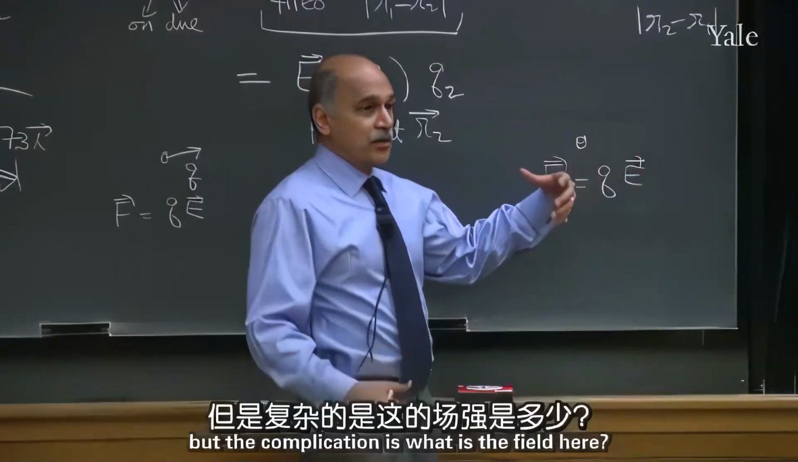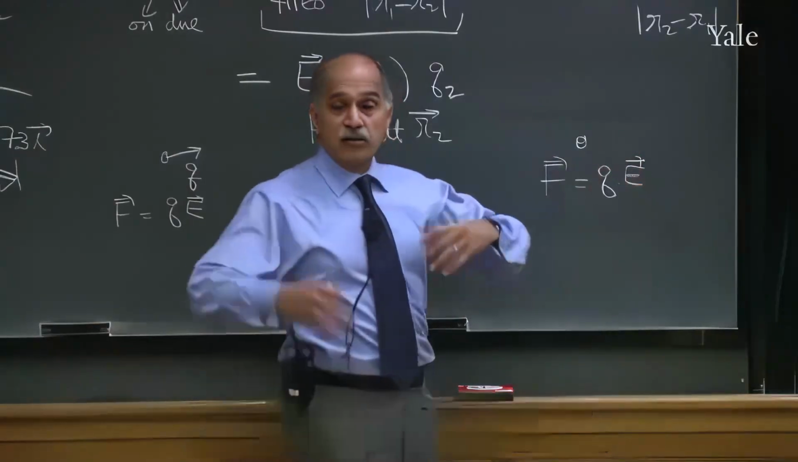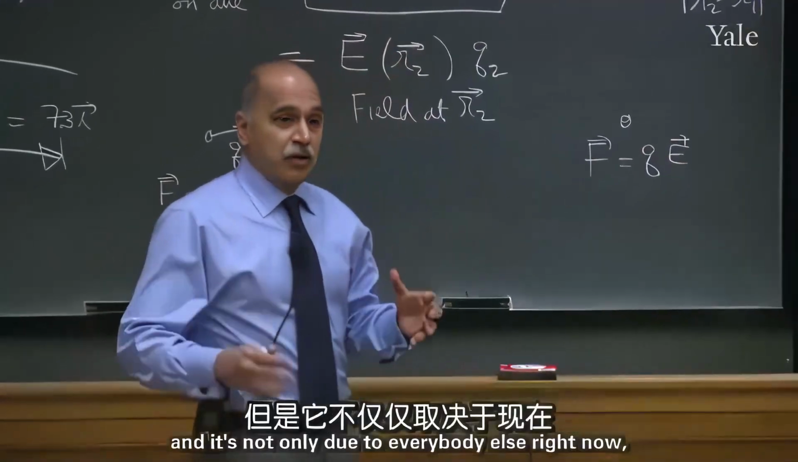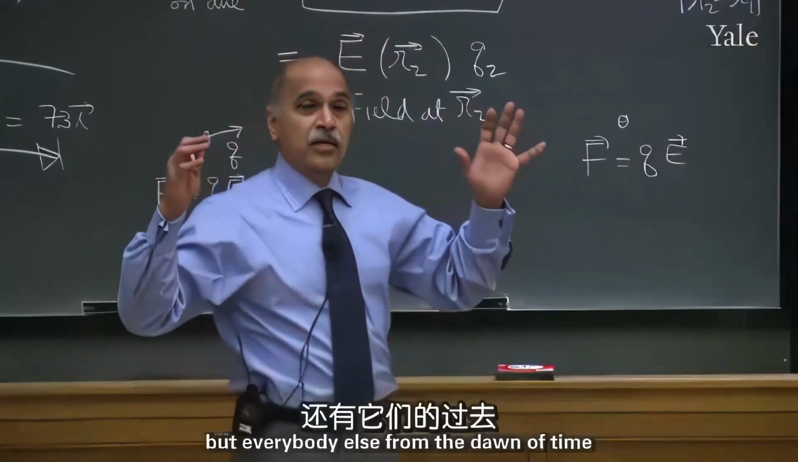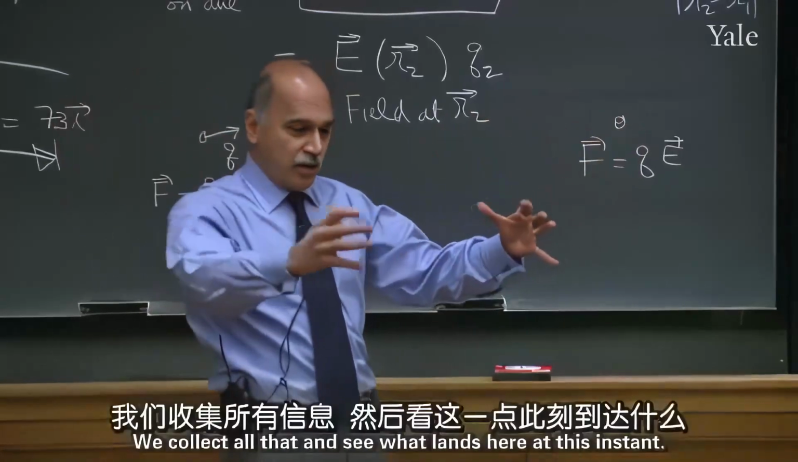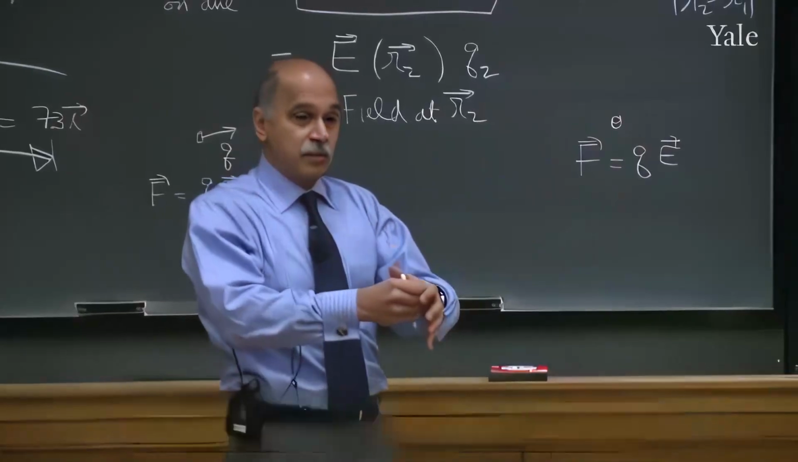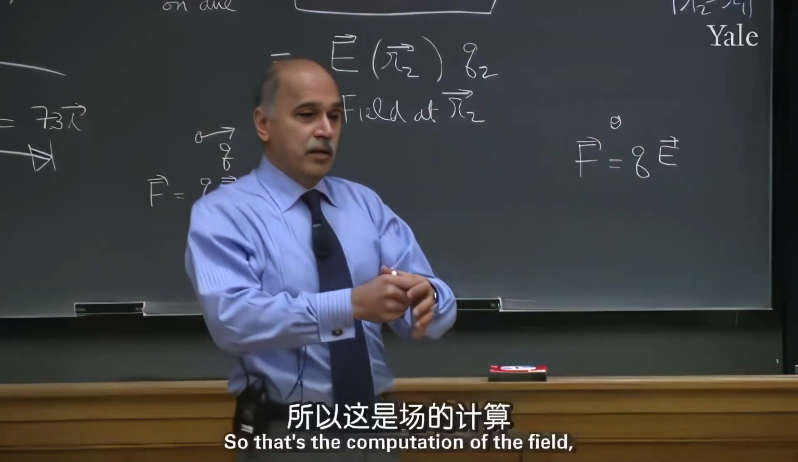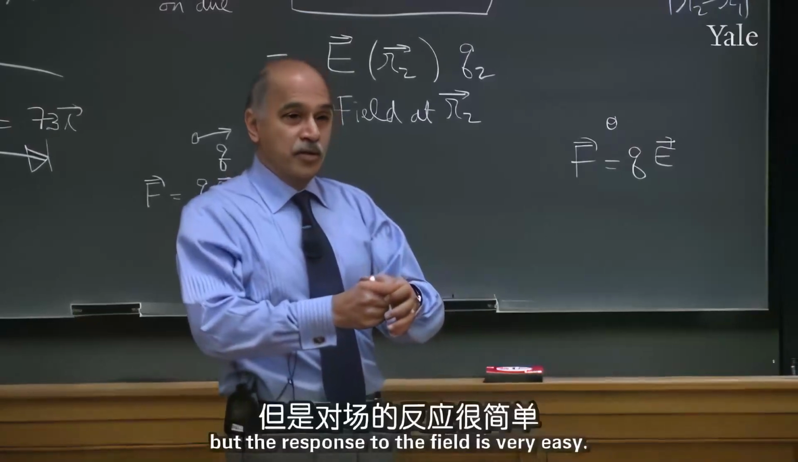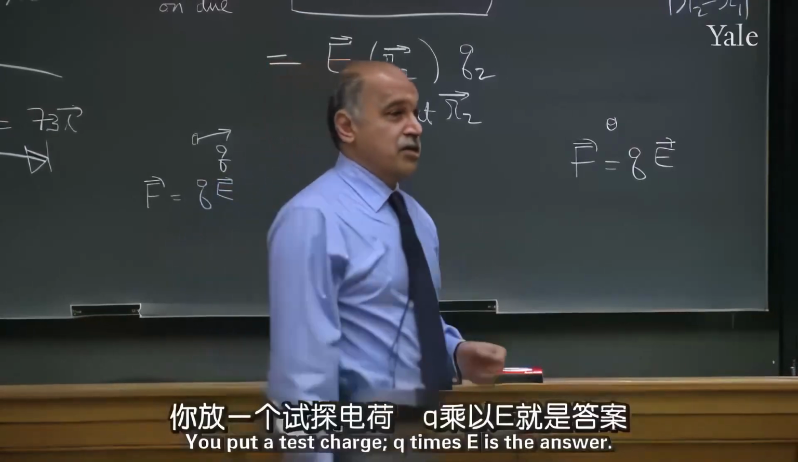But the complication is, what is the field here? Well, it's due to everybody else. And it's not only due to everybody else right now, but everybody else from the dawn of time. Because things have been moving and shaking and sending signals to us. We collect all that and see what lands here at this instant. That decides the field here. So that's the computation of the field. But the response to the field is very easy. You put a test charge, q times E is the answer.